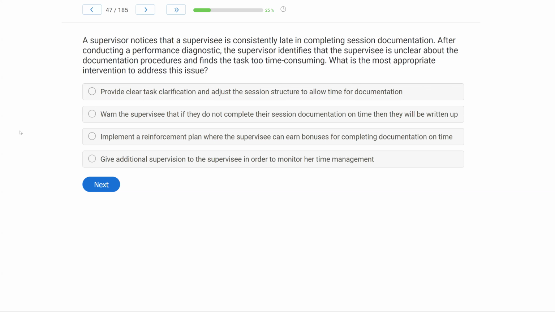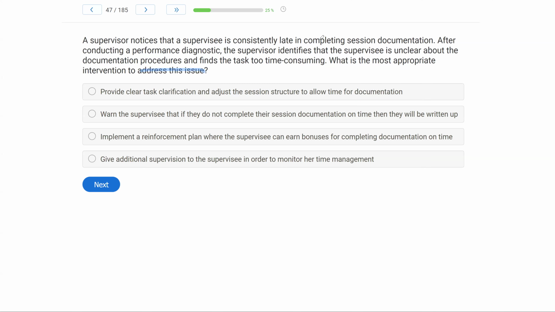A supervisor notices that a supervisee is consistently late in completing session documentation. After conducting a performance diagnostic, the supervisor identifies that the supervisee is unclear about the documentation procedures and finds the task too time-consuming. What is the most appropriate intervention to address this issue? When you get questions that want you to address a problem or an issue, make sure you are actually addressing the problem or issue at hand. It all starts with understanding the question.